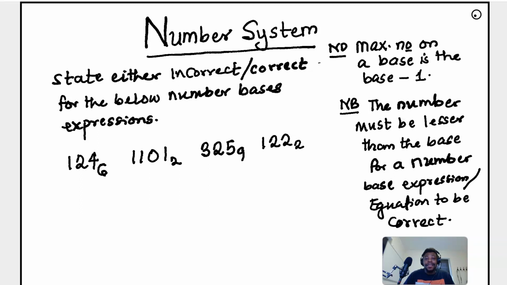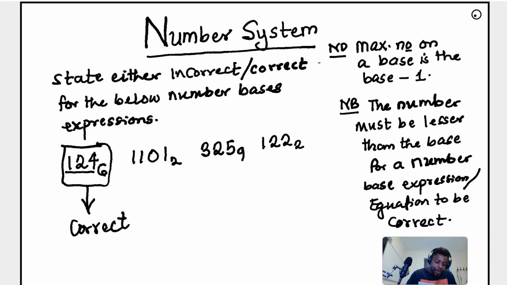Your time counts now. Okay, the first one. 1, 2, 4. The base is 6. All these numbers are less than 6. So this is what? Correct. The next one is 1, 1, 0, 1 base 2. All these numbers are less than 2, which makes the expression correct.